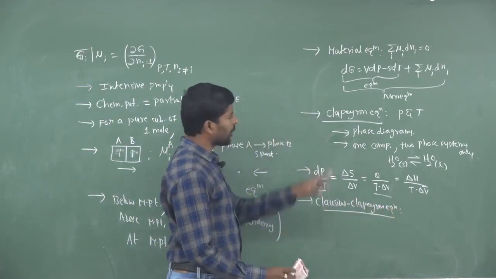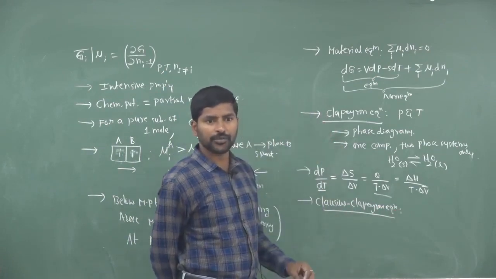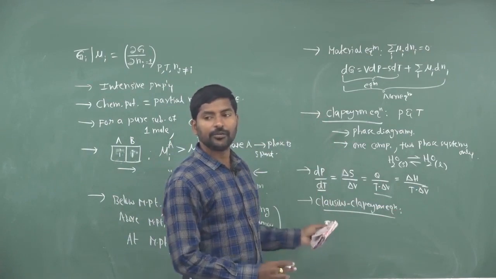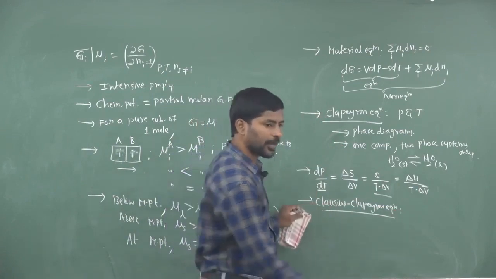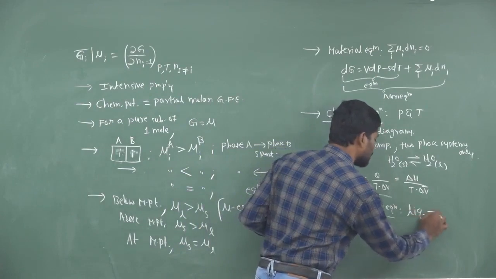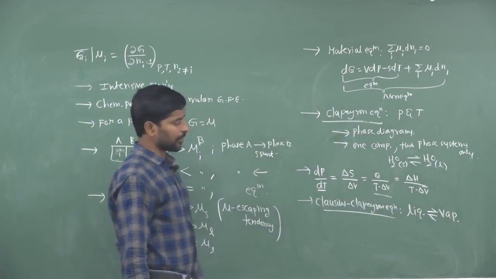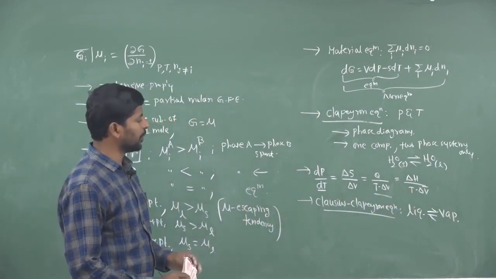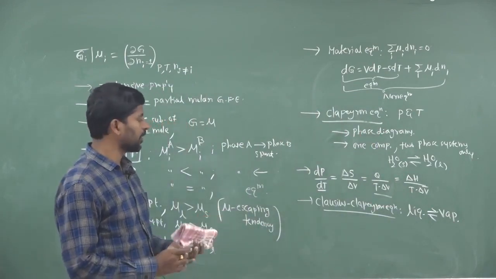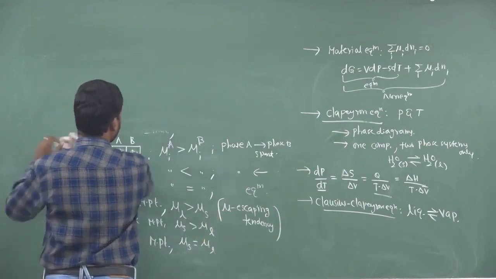Okay. The Clapeyron equation is applicable to any two phases, but here specially we have to take which phases only? Liquid-vapor equilibrium. The Clausius-Clapeyron equation is a special case of the Clapeyron equation. If you apply the Clapeyron equation to liquid-vapor equilibrium, then we get the Clausius-Clapeyron equation.